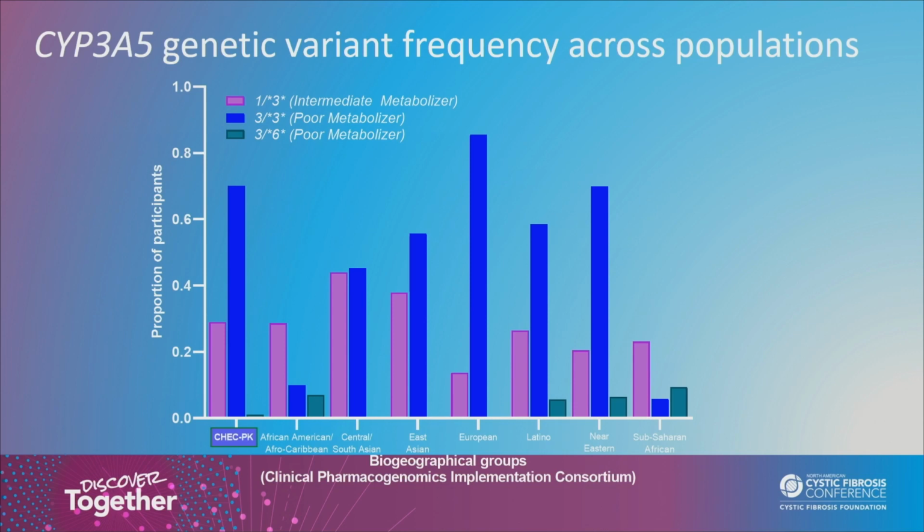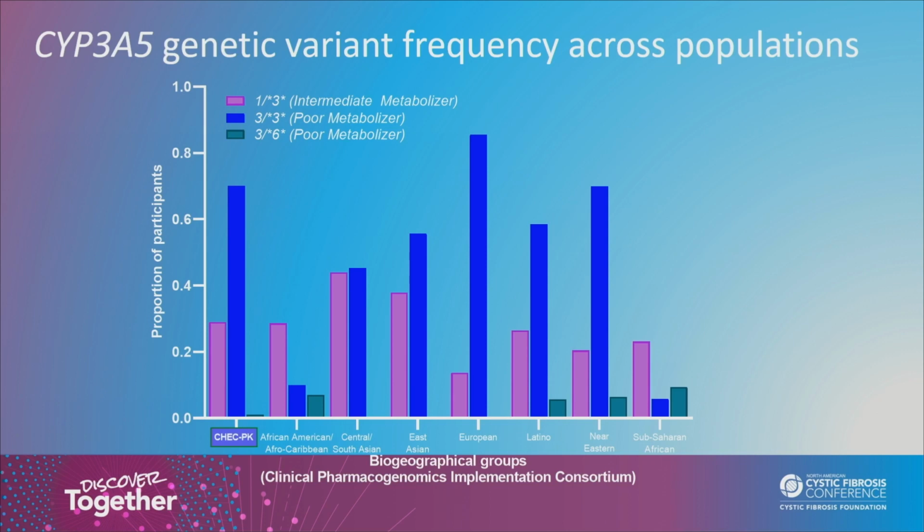But these star designations do help you to sort of categorize people and whether they are able to metabolize a drug, which would be an intermediate or normal metabolizer, versus whether they shouldn't be able to metabolize a drug, which is a poor metabolizer. And that's specific to CYP3A5. And you can see the CHECK PK in the far left of the graph in comparison to other biogeographical groups that are defined by the Clinical Pharmacogenomics Implementation Consortium. And this is really just provided for context.